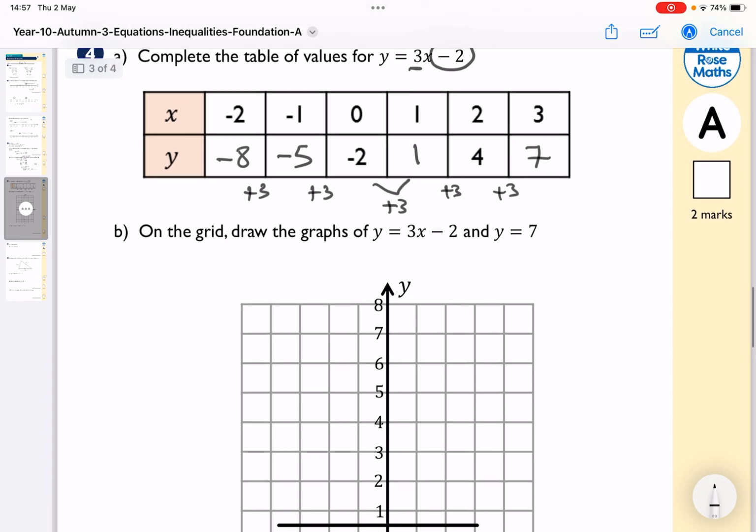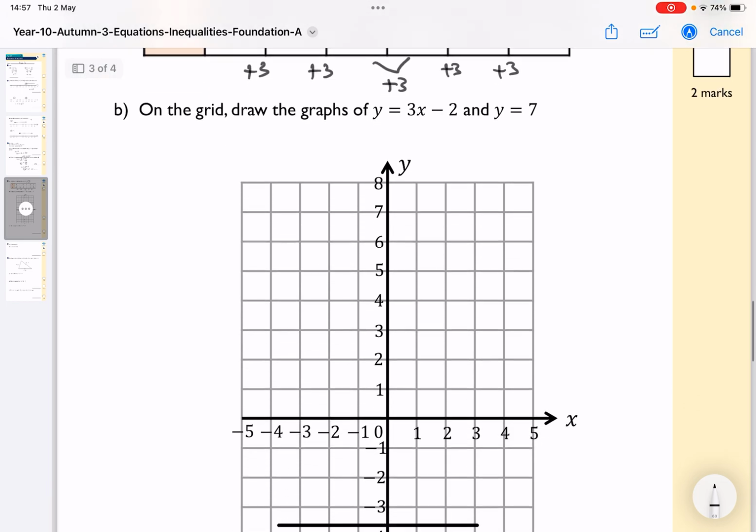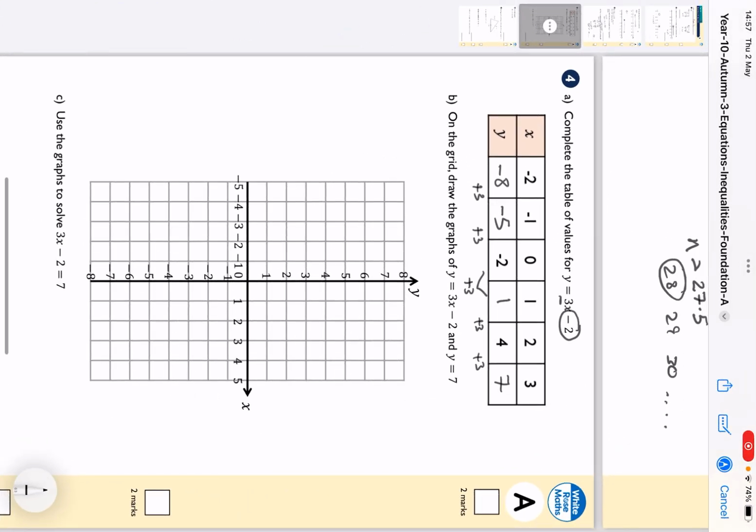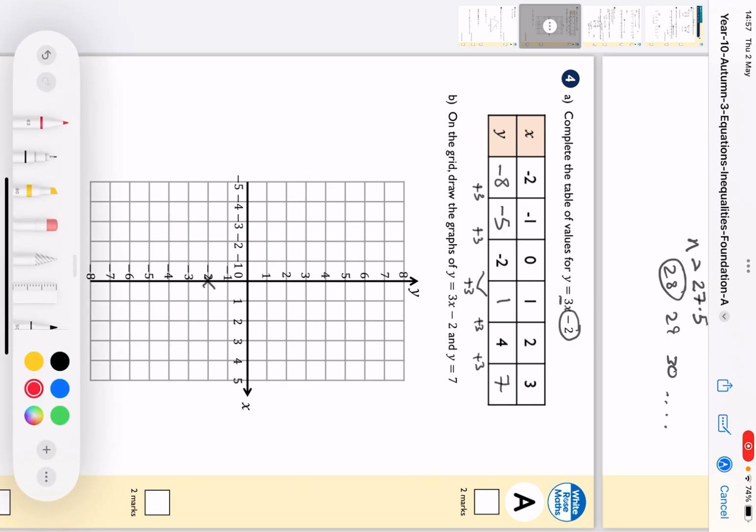And what you should end up with is a straight line. Now, if I draw this, let's have a look at it this way. What I've got here is 0 is minus 2. Tell you what, we'll have a different colour just so we can see it. 0 is minus 2. 1 is 1. 2 is 4. 3 is 7. Minus 1 is negative 5, and negative 2 is negative 8.